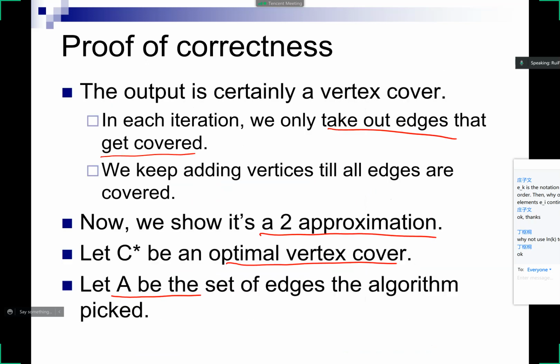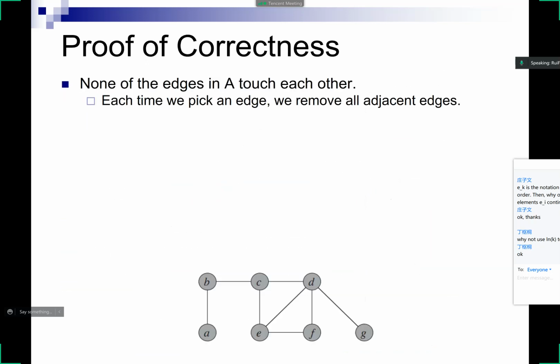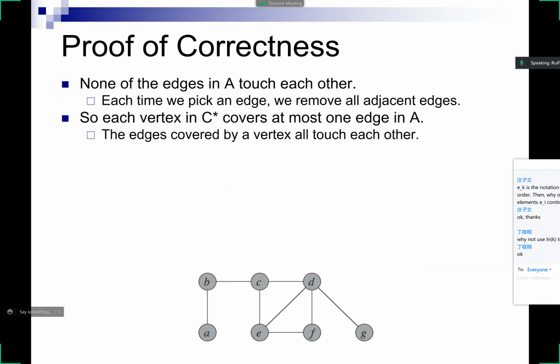So therefore, all of the edges that we pick do not touch each other, because each time you pick an edge, you remove all of the adjacent edges. Now the second fact is that each vertex in the optimal vertex cover can cover at most one edge in A. A is the set of edges we pick.